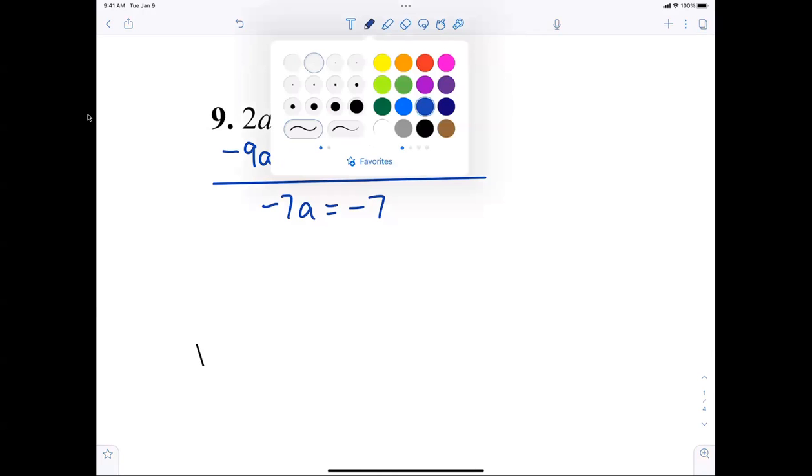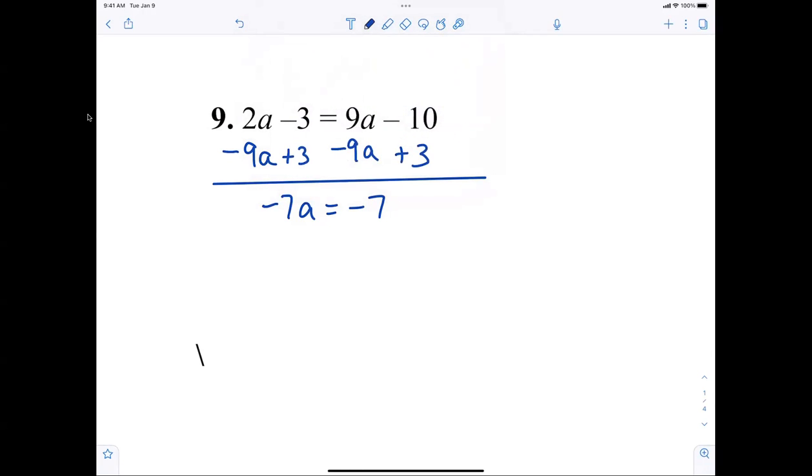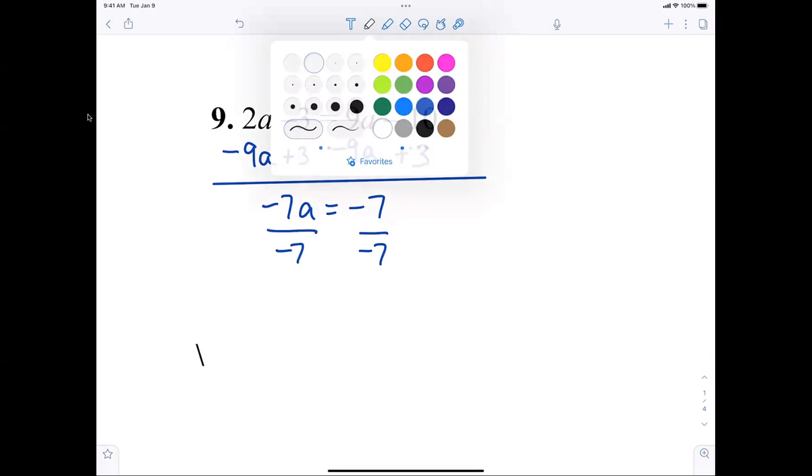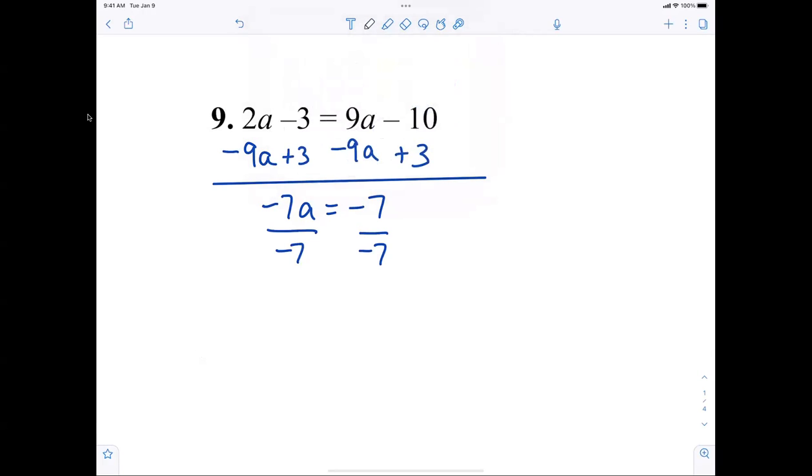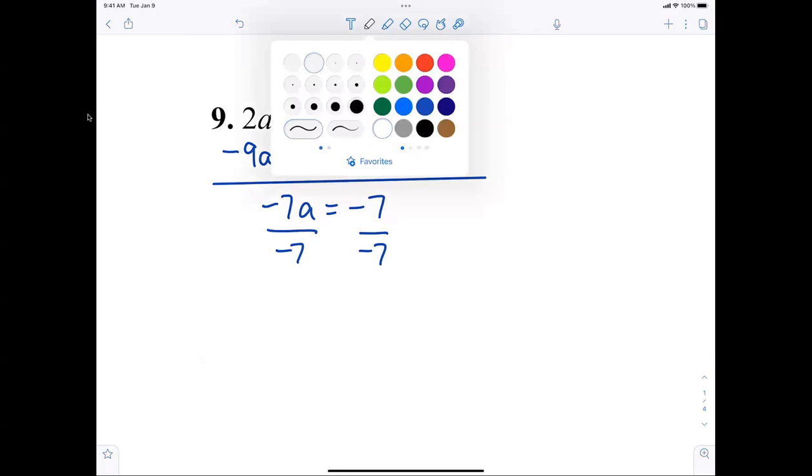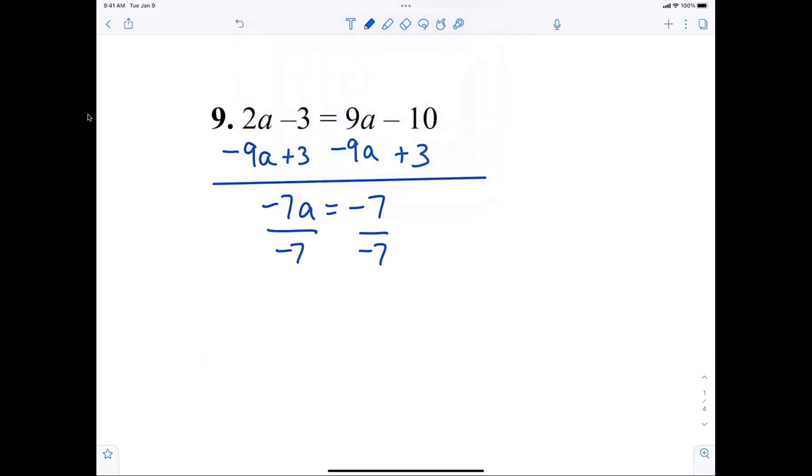And then you divide, and then you have 7a. 7 equals a. Wait a minute now. Look at your note. I meant 1 equals a. Yes. So let's look carefully now. -7 divided by -7 is 1. So a equals 1. Do you agree with that? Yeah. Now, does everybody agree?